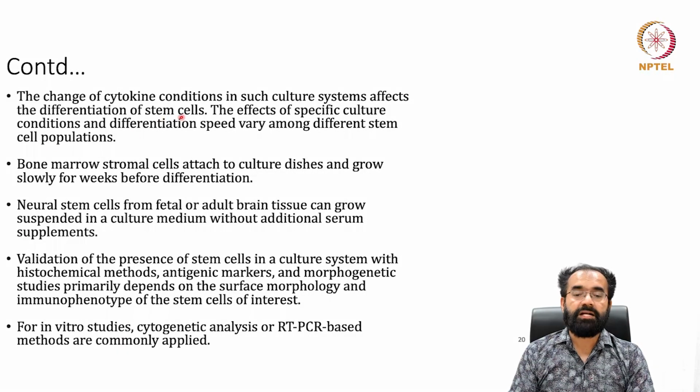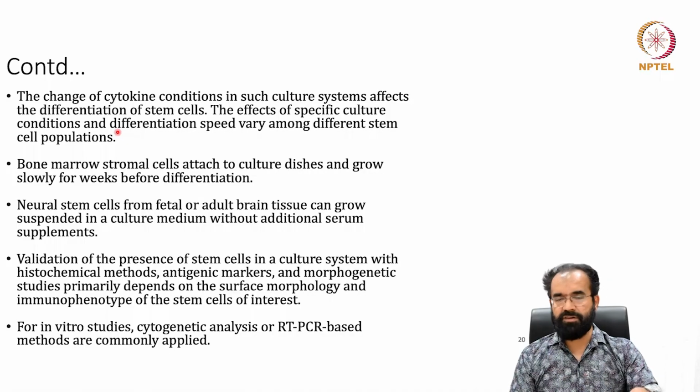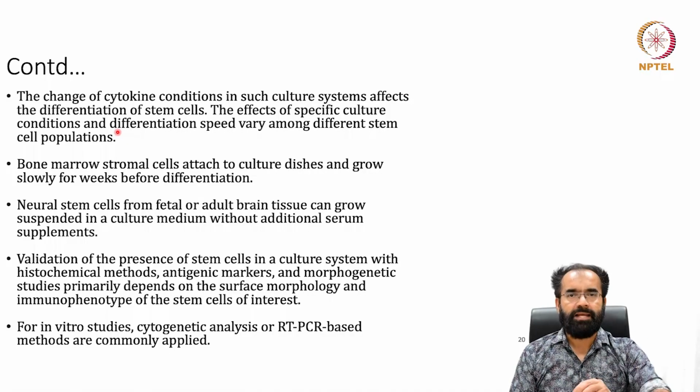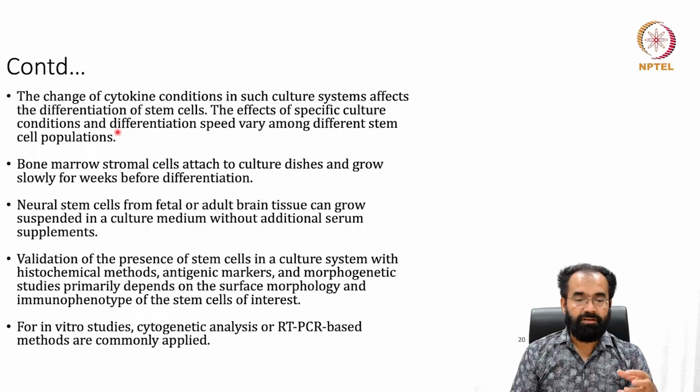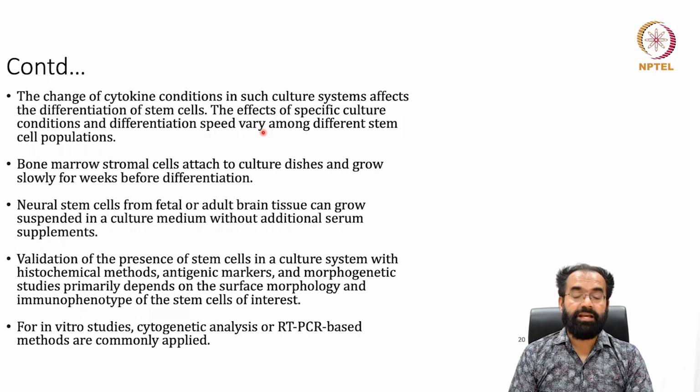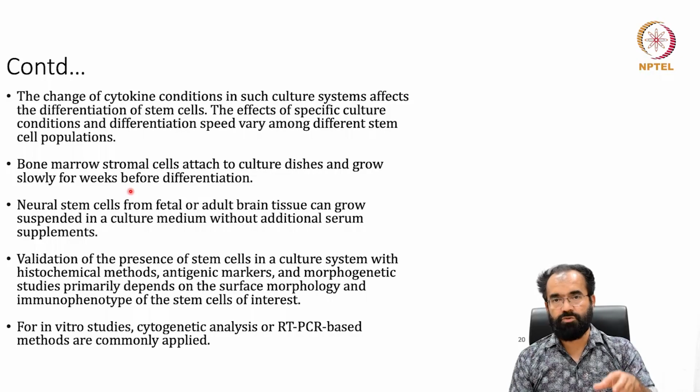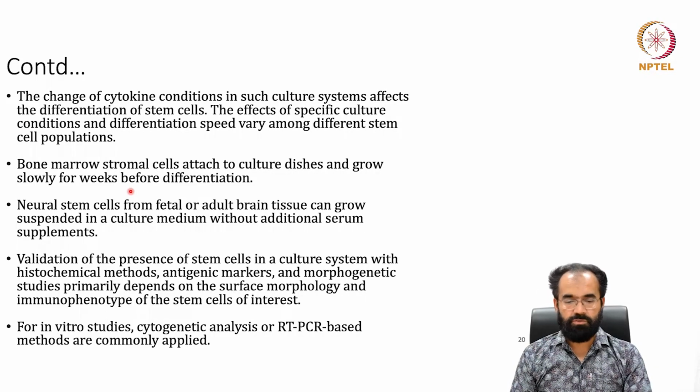So the change of cytokine conditions in such culture systems affects the differentiation of stem cells. Any cytokine concentration you affect, either the concentration or putting in a new cytokine, any change can have a huge implication in the differentiation of stem cells. The effects of specific culture conditions and differentiation speed vary among different stem cell populations. It keeps varying. So bone marrow stromal cells attach to culture dishes and grow slowly for weeks before differentiation. First, the stem cells should increase in number and then they will tend to differentiate.